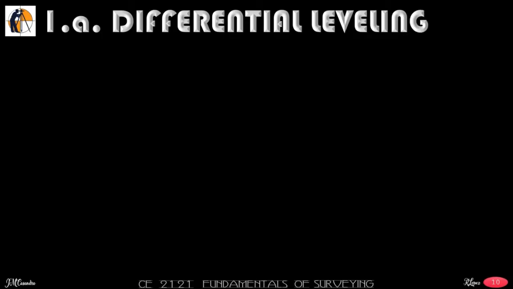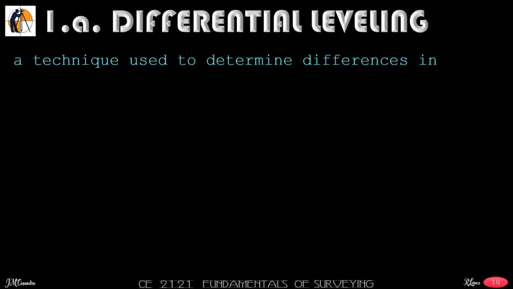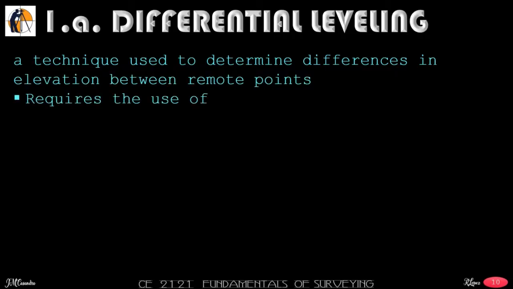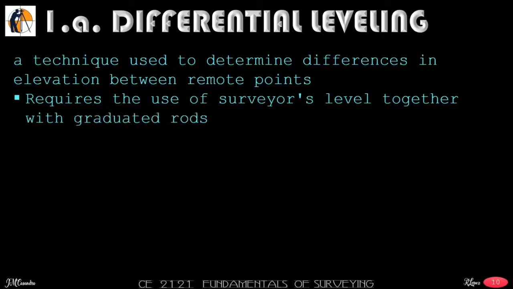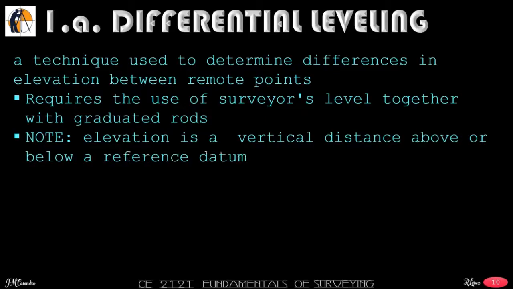So we have the first method of direct leveling, which is differential leveling. This is a technique used to determine differences in elevation between remote points. It requires the use of a surveyor's level together with graduated rods. So again, take note that the elevation is the vertical distance above or below a reference datum.